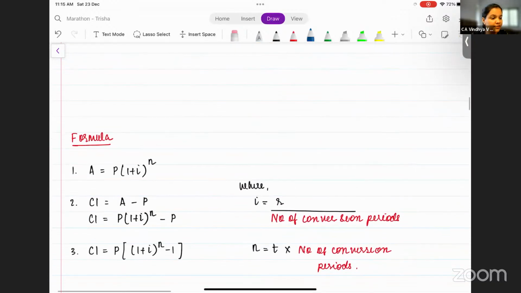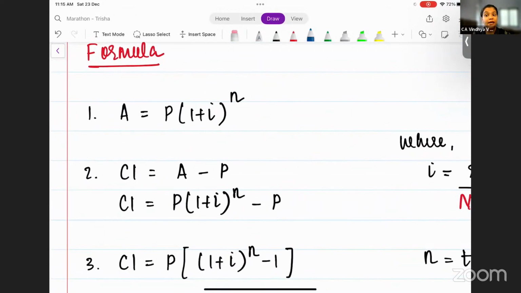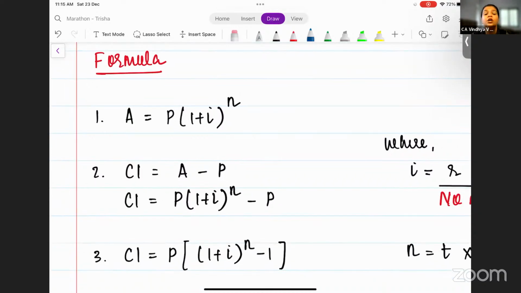Let's understand the first formula here, which is given as amount formula. In simple interest, we studied the simple interest formula. Here we're studying the amount formula first, which is P into 1 plus I to the power N. Now I understand this I and N is something new. You have studied R and T. Correct? Yes. Let me explain. Give me some time. Let me explain it to you. Just keep it on hold.